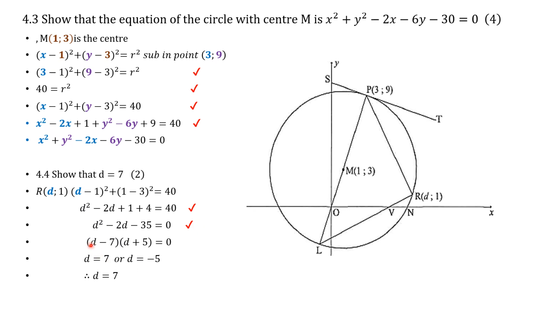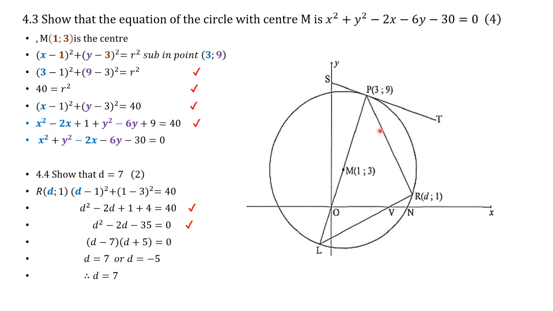If we factorize, (d minus 7) times (d plus 5): d times d is d squared, minus 7 plus 5 gives me minus 2, and minus 7 times positive 5 gives negative 35. So d equals 7 or d equals negative 5. You can see d is in the first quadrant there, so it should be positive. Therefore, d equals 7.